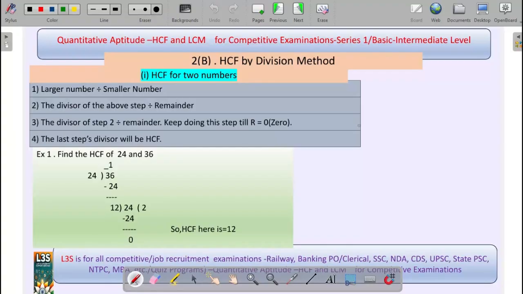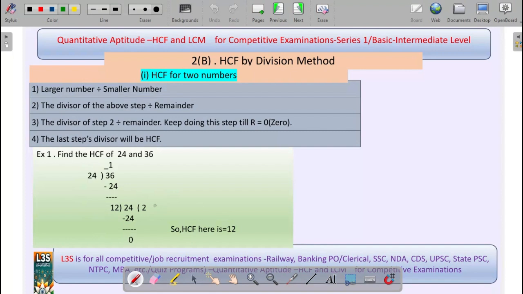Now we will see another method of finding the highest common factor, that is by the division method. In this method, we have to divide the larger number by the smaller number, then divide the divisor of the above step by the remainder. The divisor of step 2 is divided by the remainder, and we keep doing this till the remainder is 0. The last step's divisor will be the HCF.